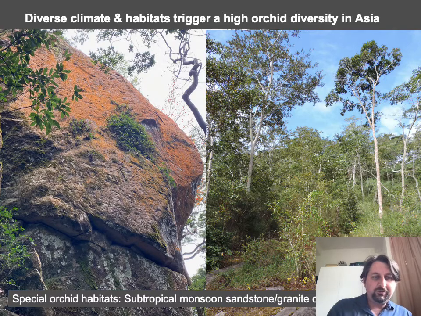In subtropical monsoon sandstone and granite areas, like on the photos here, the left one from Hong Kong, the right one in northern Laos, orchids grow on granite boulders and shale granite outcrops. This kind of habitat can also have low temperatures, like in the limestone areas. Temperatures can go towards 0 degrees. But still, a lot of orchids can be found in these kinds of habitats.